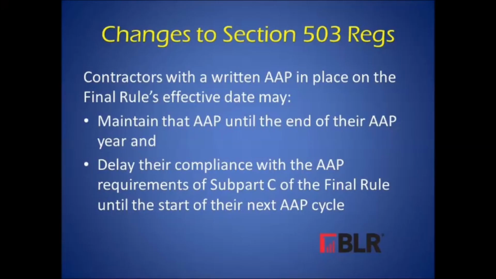OFCCP will provide contractors with additional time to come into compliance with the Affirmative Action Program, or AAP, requirements. What this means is, contractors with a written AAP in place on the final rule's effective date may maintain that AAP until the end of the plan year and delay their compliance with Subpart C, the AAP requirements of the final rule, until the start of the new AAP cycle. The 180-day effective date and plan phase-in period gives us all a little more time to become familiar with the new rules and to ensure that we are ready once the effective date and plan years begin to turn over.